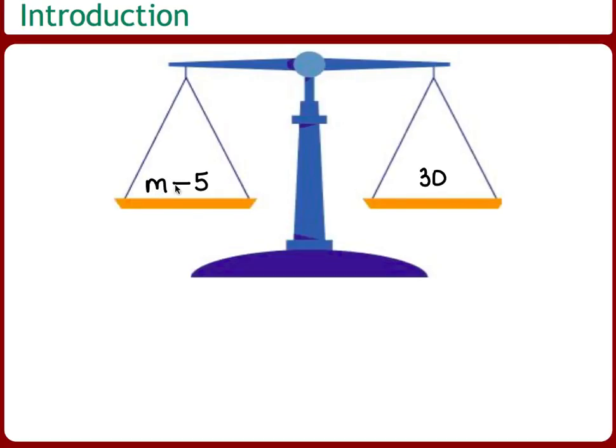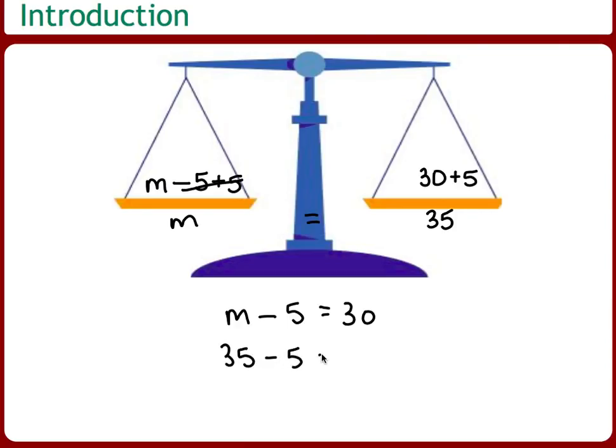Well, we want to figure out what m is, so how do we undo subtracting 5? Well, let's add 5 to the left side, and to keep this in balance, we need to add 5 to the right. And that leads us to the notion that negative 5 and a positive 5 cancel, so m is equal to 35. Now I think you could tell if we put this back in the original equation, m minus 5 equals 30. Indeed, if m is 35, 35 minus 5 is indeed 30.